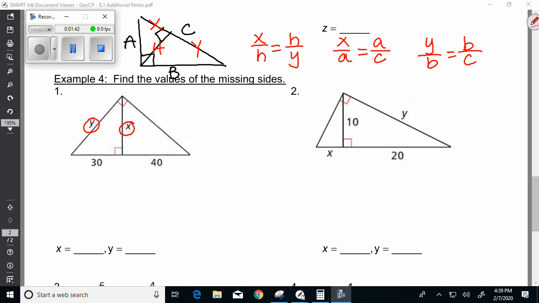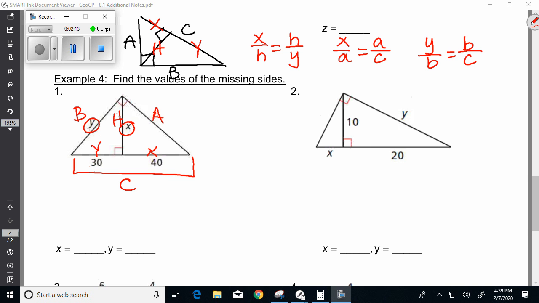Now, of course, the first step is still to do your labeling. So you label it as if you were doing the Pythagorean theorem. So A squared, B squared, and the whole thing here is C. Now you label it with the altitude inside. So the altitude represents your H. The X, remember, goes next to the A. The Y goes next to the B. So now everything is labeled.